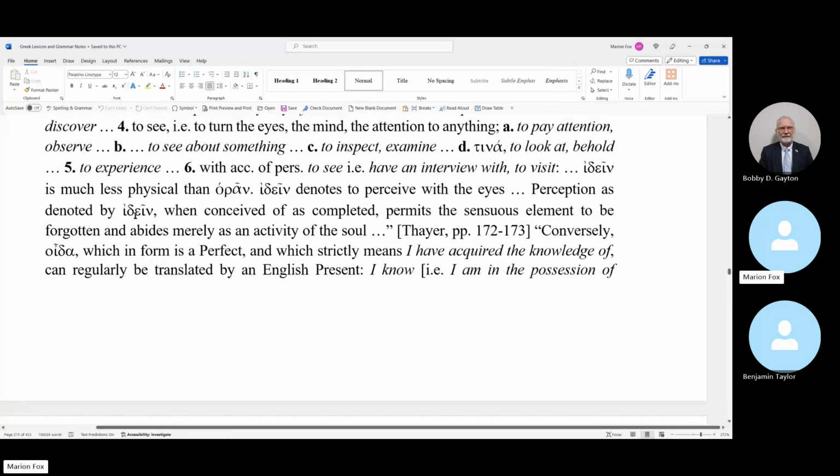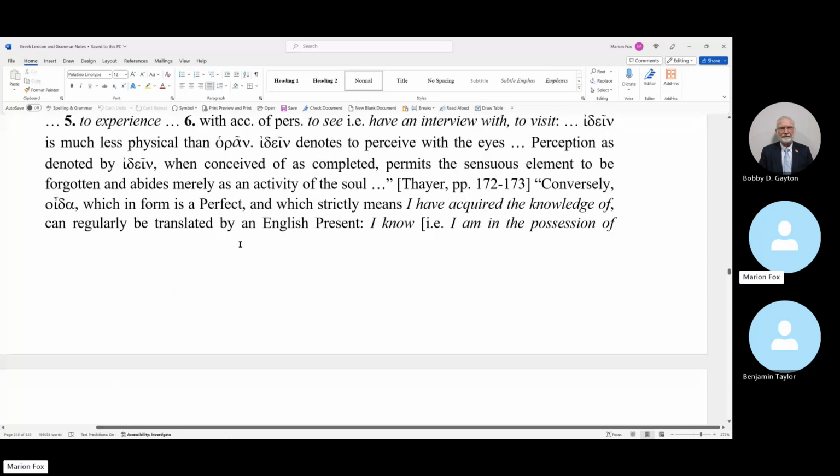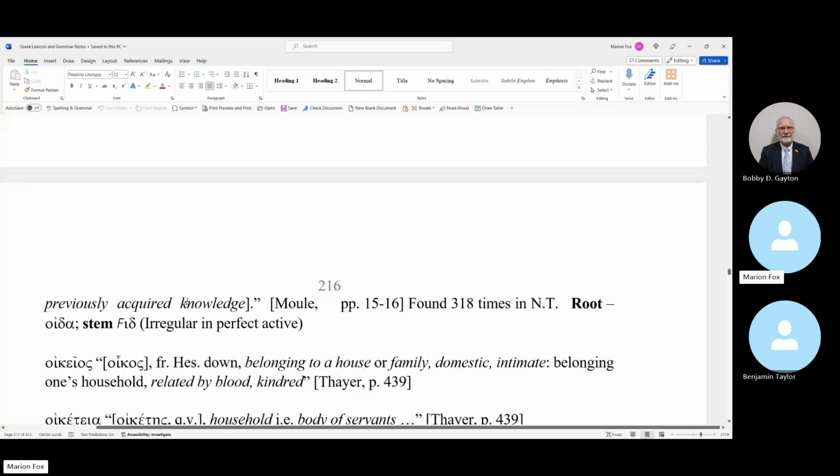Perception, as denoted by iden, is conceived complete and permits the sensuous element to be forgotten and abides merely in the activity of the soul. Conversely, oida, which is a perfect form, strictly means I have acquired the knowledge of, and is regularly translated "I know" in English. I'm in possession of previously acquired knowledge. See, that's what Moodle says of it. It's an irregular verb in the perfect active. That's what we have here.